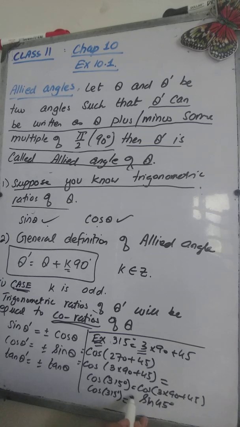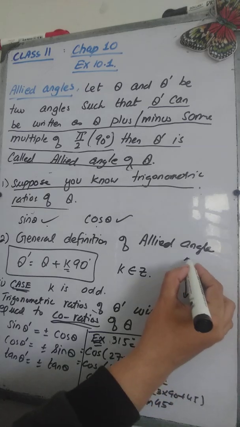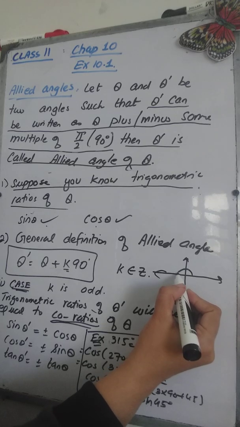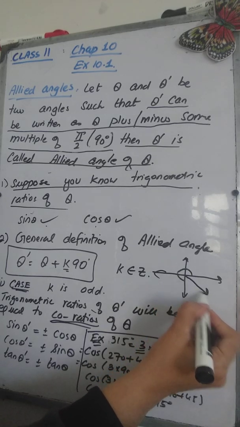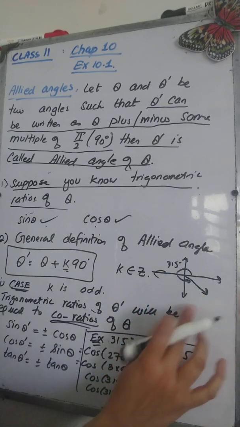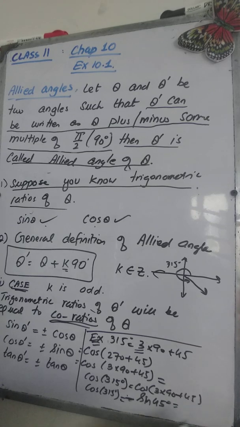We notice sine of theta plus minus. In order to decide whether it will be plus sign or negative sign, we have to see the quadrant of 315. Now 315 lies in which quadrant? It is 3 times 90 plus 45: 1 times 90, 2 times 90, 3 times 90, and plus 45 will be an angle over here. This is 315. Now 315 is in the fourth quadrant, where cos is positive, so it would be a positive sign. And we know sine 45 is 1 over under root 2.